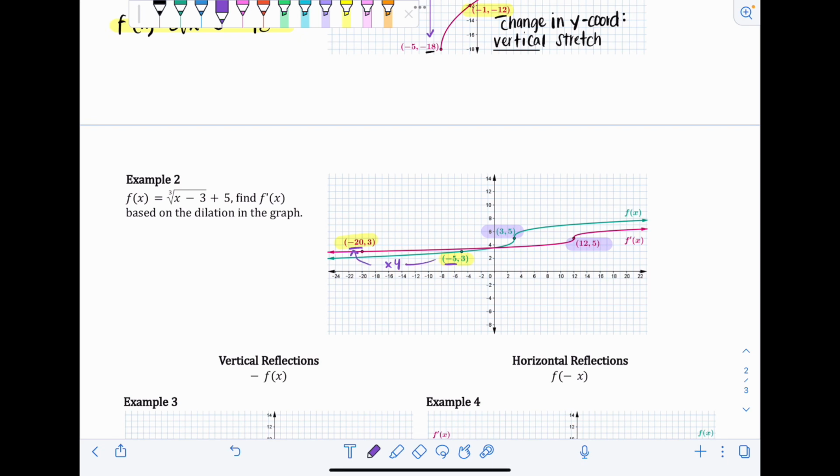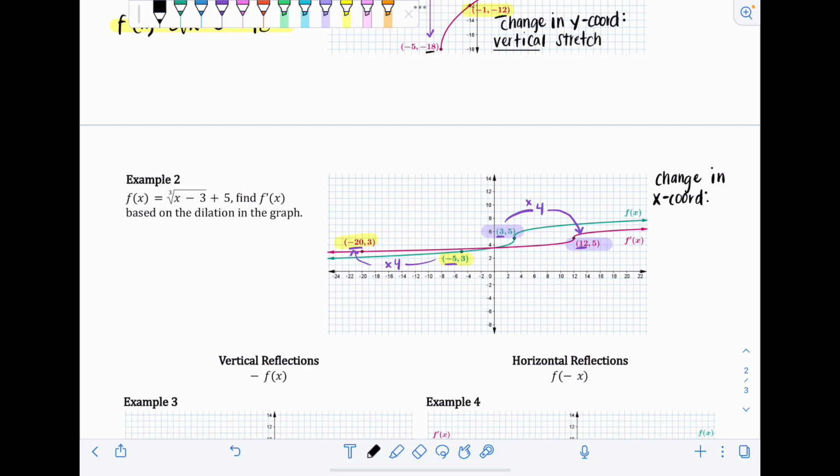And then to go from 3 to 12, I'm multiplying by 4 as well. But I'm changing the x coordinate. So if you have a change in the x coordinate, it's going to be a horizontal dilation, and depending on what that scale factor is, in this case it's 4, that would tell you if it's a stretch or a compression.